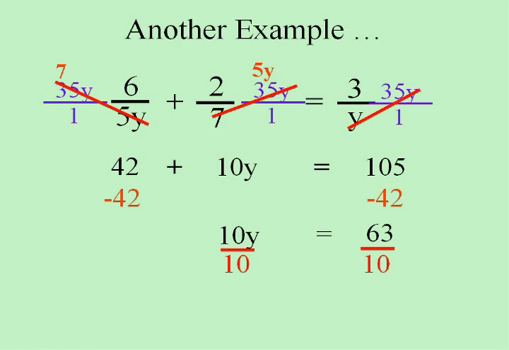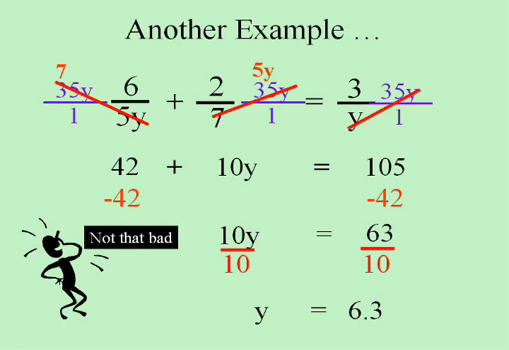Now, it doesn't go in evenly. This is the big leagues. Get used to it. You're going to get fractional or decimal answers because that's real life. And that's the answer in this case, 6.3. Wasn't that bad, was it? Genius. That's what it is.